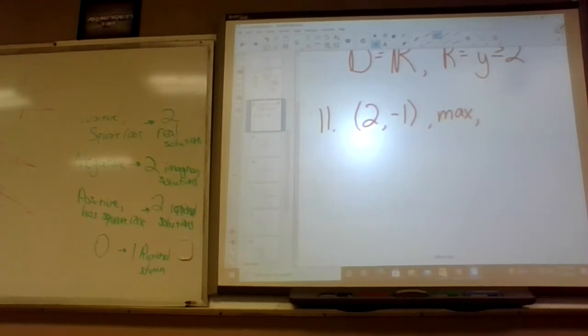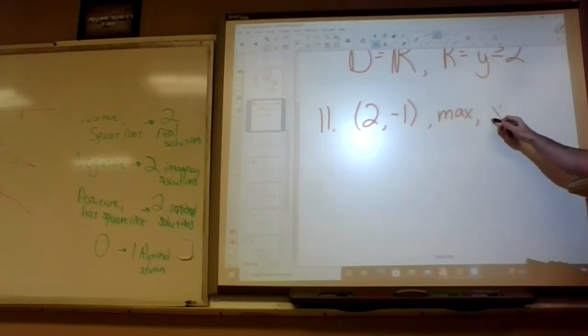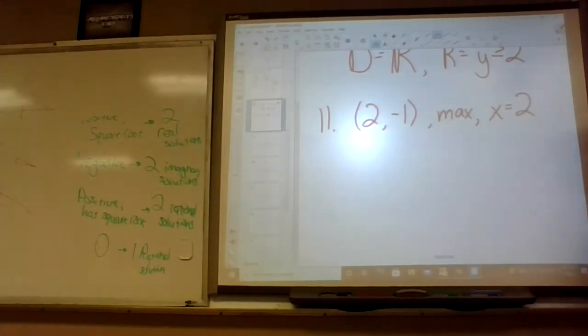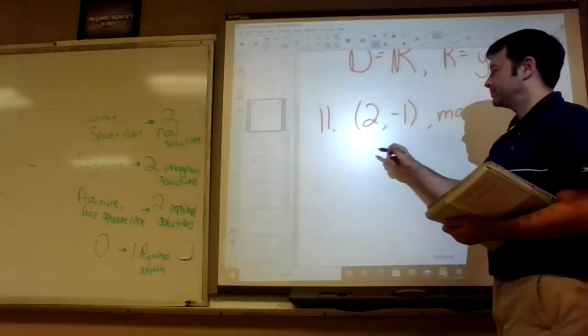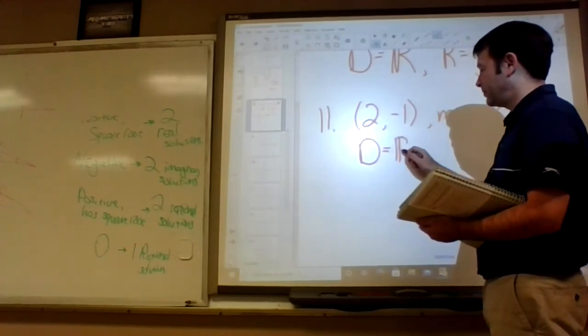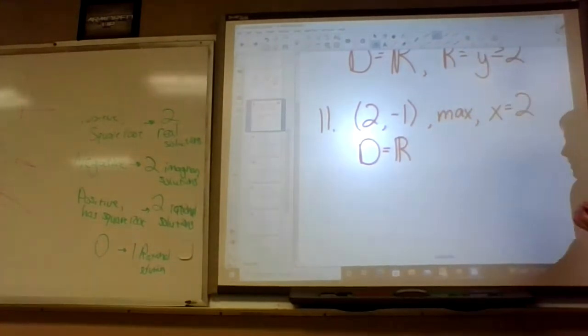What is the axis of symmetry called? Y equals 2. Oh, wait, x equals 2. It's always x equals, yeah. X equals 2 is right in the middle of the graph. Alright, and then what's the domain? It's kind of a freebie on this lesson, the domain.